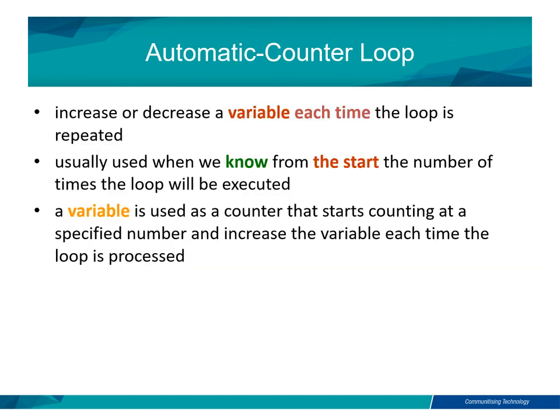We move on to the last type of loop, which is the automatic counter loop. This type increases or decreases a variable each time the loop is repeated. Usually when we know from the start the number of times the loop will be executed, a variable is used as a counter that starts counting at a specified number and increases each time the loop is processed. In programming, we call this loop a for loop.